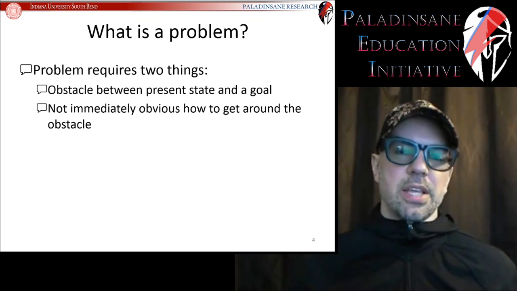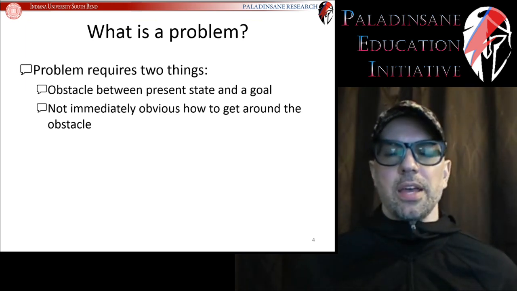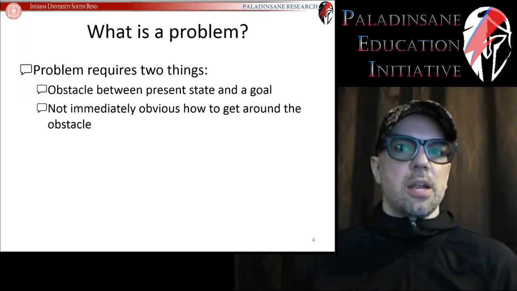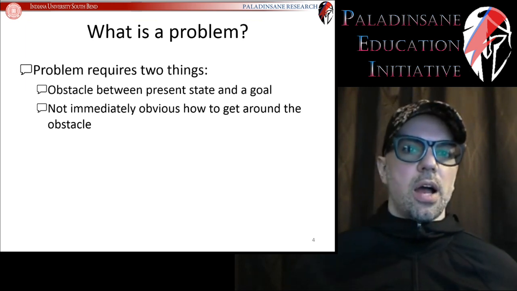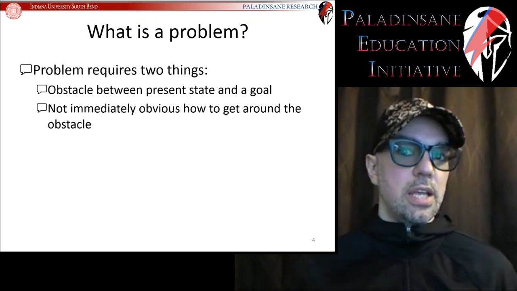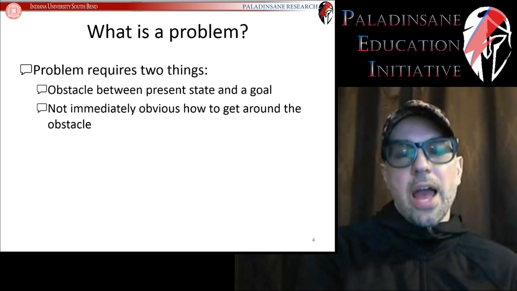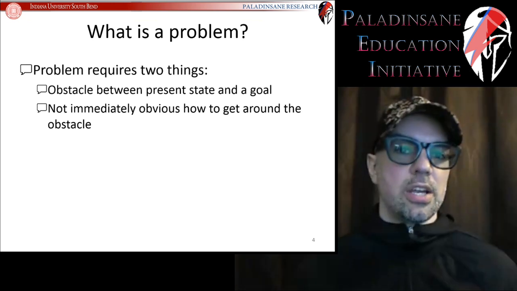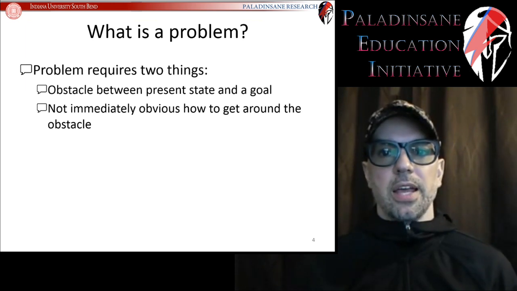So this kind of captures the idea that we need to come up with a solution. The solution is not immediately apparent. So those are the two criteria that we need in order to actually have a problem. So in cognition, that is what a problem is.